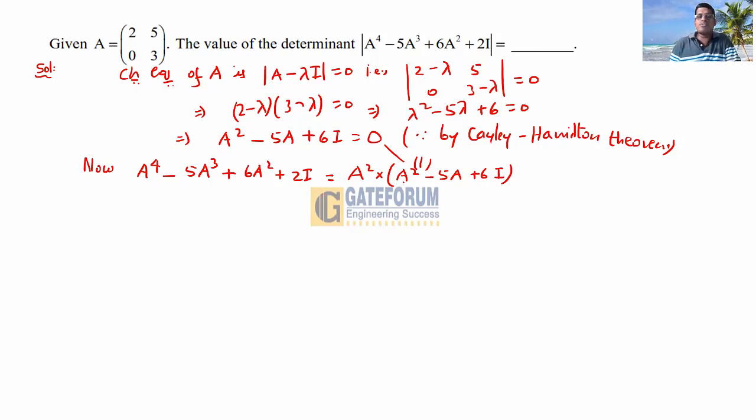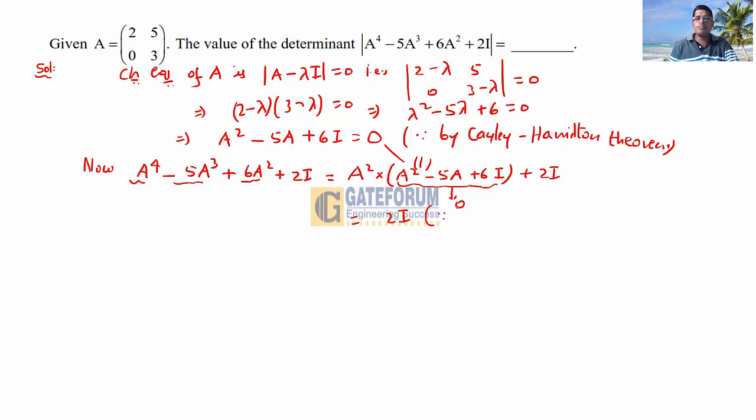For example, A square into A square gives A power 4, on the right side, and the left side has A power 4. When it is the same, no adjustment, no adding, no subtracting. Coming to the next term, A square into A with minus 5, minus 5A cube. Here also minus 5A cube. Now coming to the A square term, A square into 6, 6A square. Here also 6A square. Here the left side contains 2I, so because left side equals right side, we should add it. So this is 0, that means A square into 0, plus 2 into I.